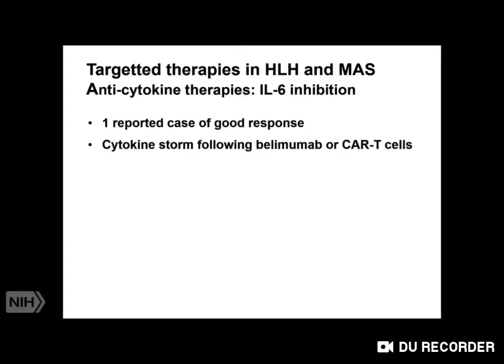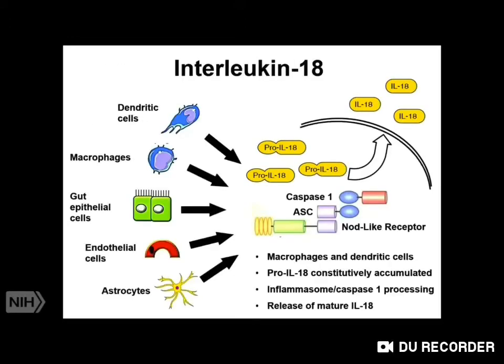Certainly. And the same is somehow true with IL-6. There are some cases of good response, and certainly the cytokine storm that follows blinatumomab treatment or CAR T cell therapy is known to respond satisfactorily in several patients to tocilizumab, to IL-6 inhibition. Nevertheless, from what Alexei told you, it's pretty clear that two targets are becoming targetable in MAS and in general in HLH, one being IL-18.